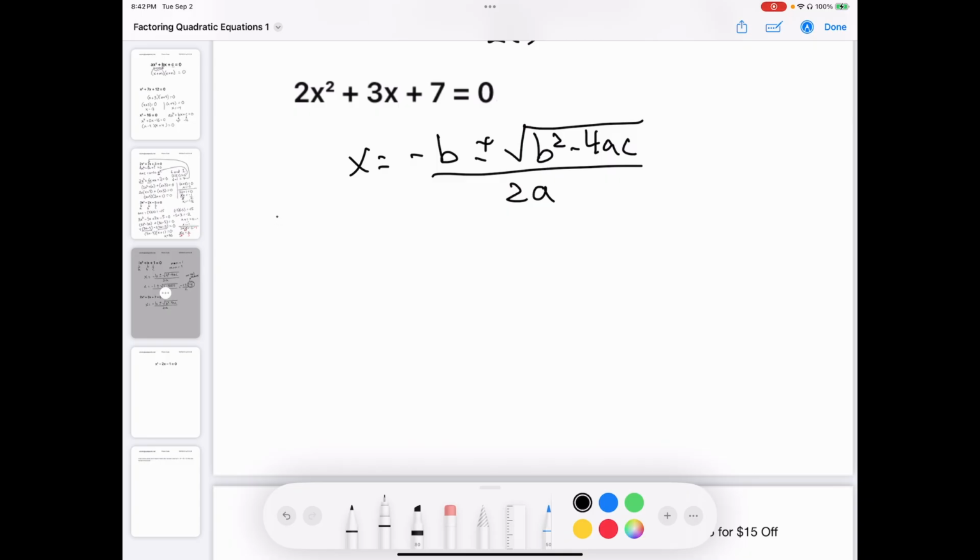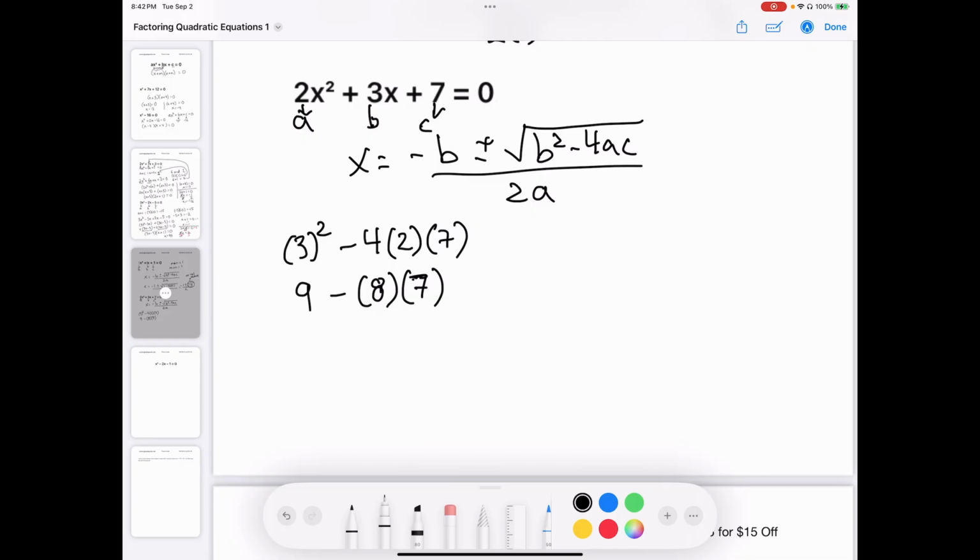So our b is positive 3, our a is 2, and our c is 7. So we have b squared minus 4ac. That's going to be 3 squared minus 4 times a, which is 2, times c, which is 7. This comes out to 9 minus 4 times 2 is 8, and 8 times 7 comes out to 56.